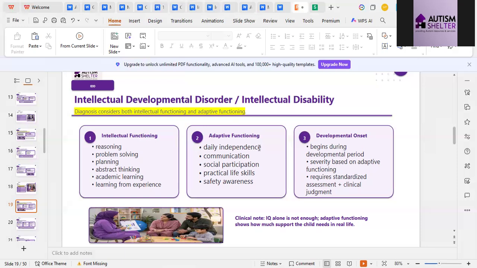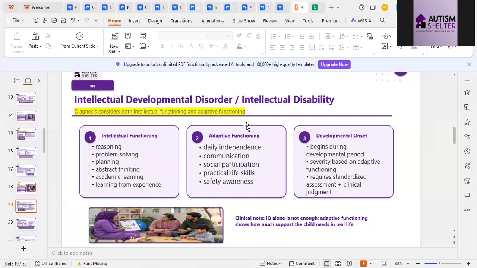Then there is adaptive functioning. Adaptive is about daily routines. When you learn about the Vineland, you will know it's an adaptive scale to measure adaptive functioning. The first thing is daily independence: whether he or she is totally independent in daily routines, like changing your own dress, going to the washroom, eating your food. These are daily independence.